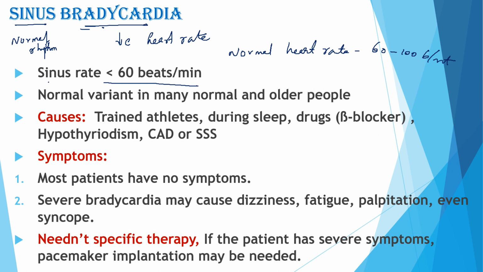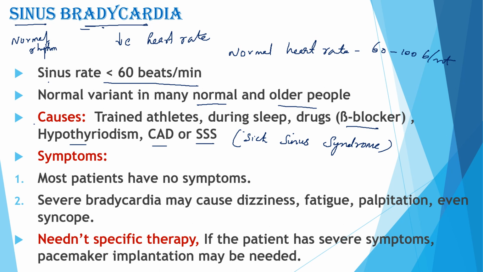It is a normal variant in many normal or older adults. The causes are trained athletes, during sleep, those who are taking drugs, especially beta blockers, and hypothyroidism, coronary artery disease, and sick sinus syndrome. So these are the causes which lead to sinus bradycardia.